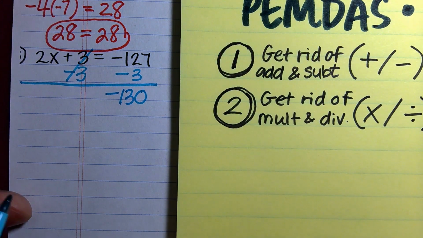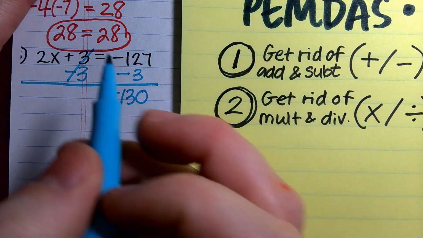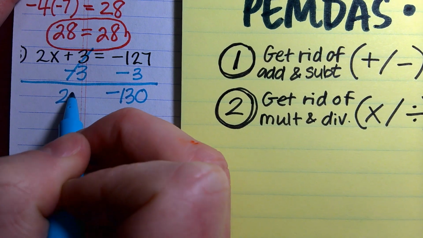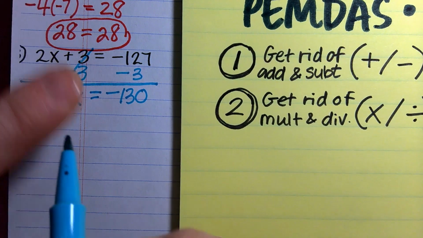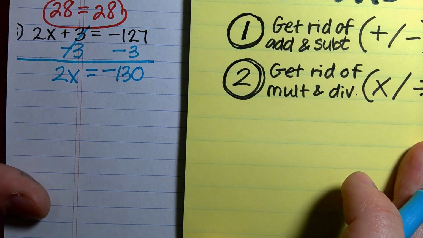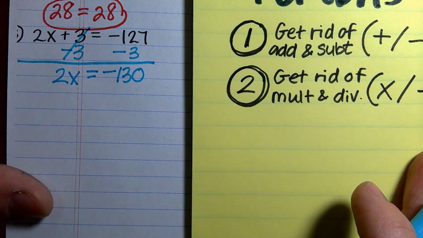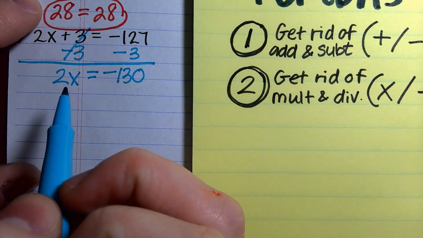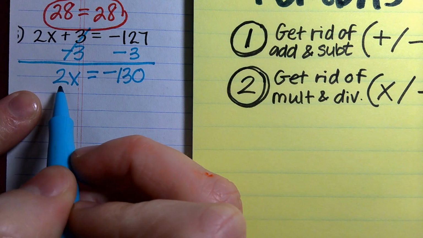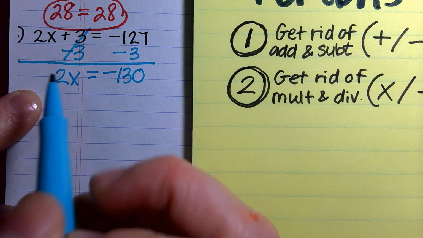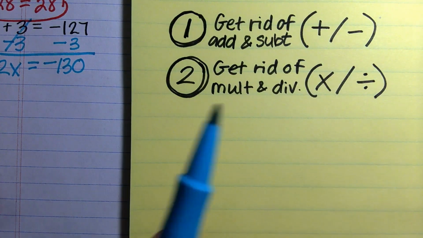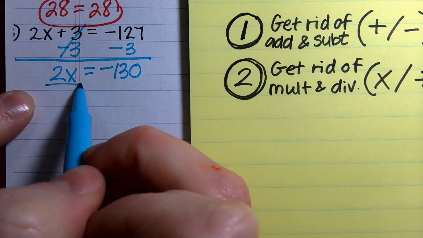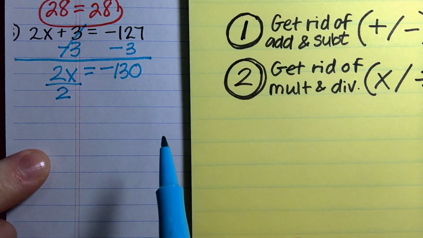And what then do I do? Yeah, let's bring everything down. I still have 2x equals negative 130. Get x by itself, so divide both of those by 2. Yes, we want our x to be by itself so that we know x is equal to something. So since I have 2 times x, we do the opposite. 2x divided by 2.